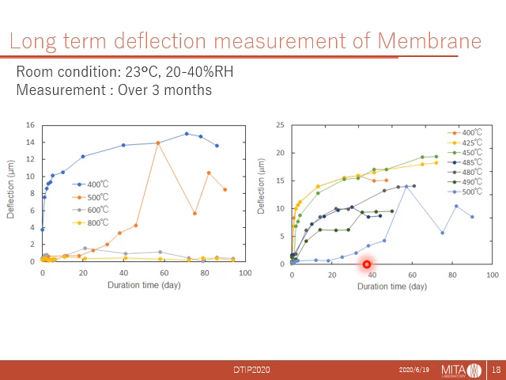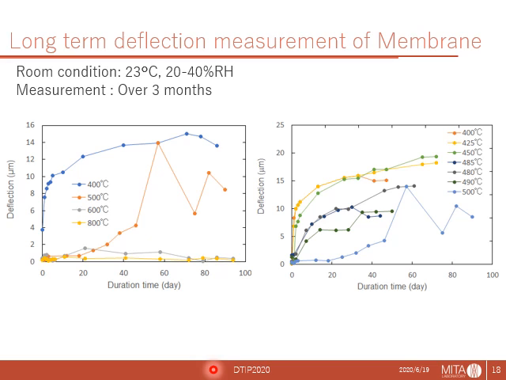Sometimes the maximum deflection value seems skewed because wrinkles have irregular shape. On the contrary, membranes annealed at 600 and 800 have been stable and flat for more than 3 months. These experiments suggest that the border is between 500 and 600.